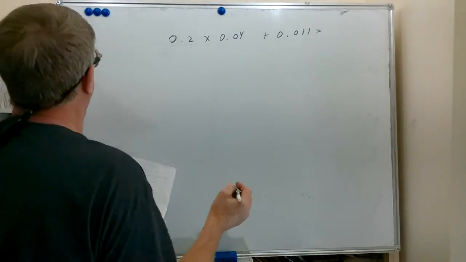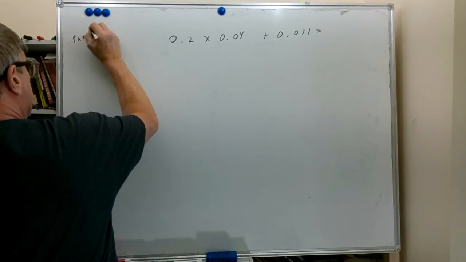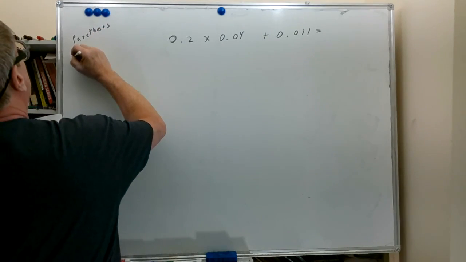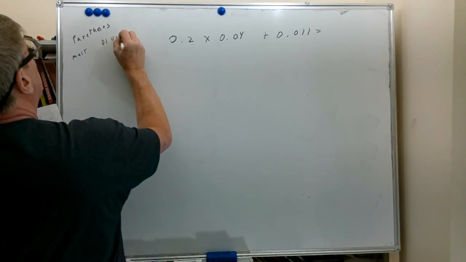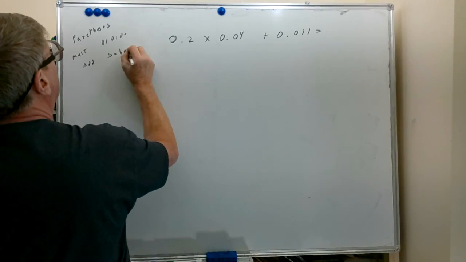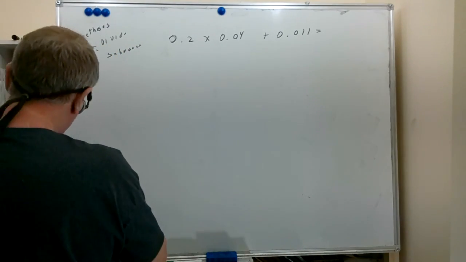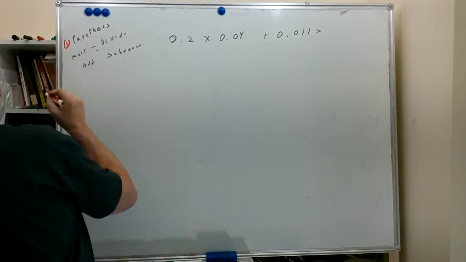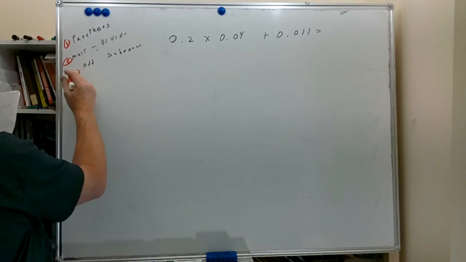And if you remember our order of operations, we had parentheses. We had divide. And we have add, subtract. And I'll put some numbers on those. This is the first we do. This is the second we do. This is the third we do.